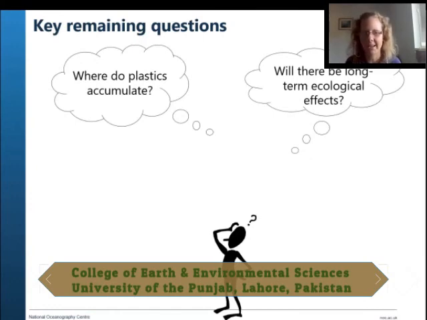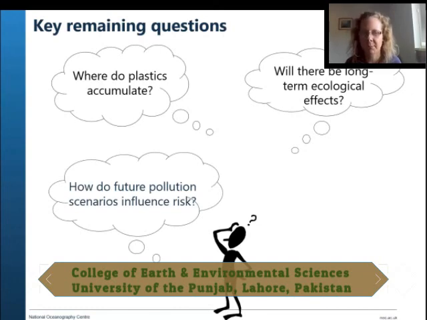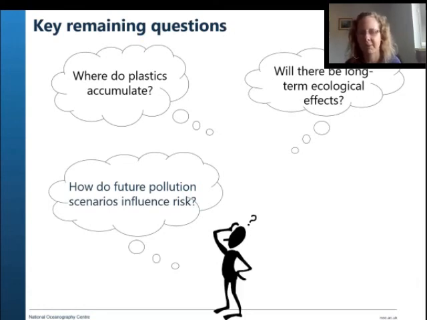So I had mentioned that plastics will be around for hundreds of years. So we need to understand what this means for the ecosystems that are exposed to them. How do these future pollution scenarios influence risk? So if we think about the graph that I showed at the beginning and the increasing production of plastics, that will continue to increase in coming years, which will then lend itself to increased ecosystem exposure.